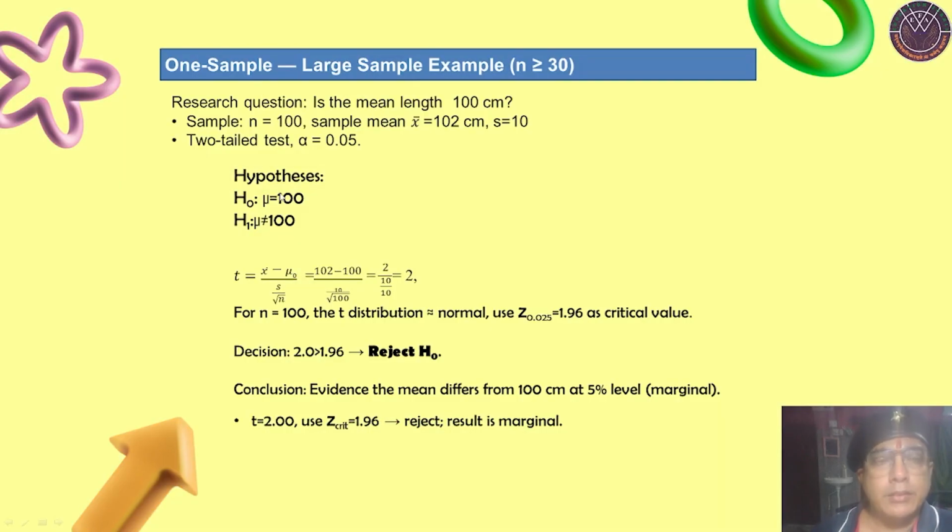Now again for the one sample t-test, if the sample size n is greater than or equal to 30, then also you are using the same formula. Now suppose you are manufacturing scales of 100 centimeter and the benchmark is 100 centimeter. Now if you take a sample of 100 scales and the mean length of that scale is 102, so suppose some scales are more, some are less, and standard deviation is 10 and alpha you have set 0.05.